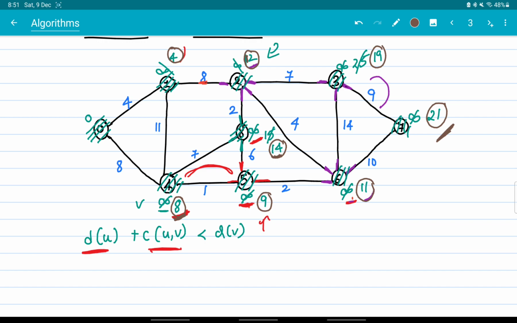So this is how you apply Dijkstra's algorithm for an undirected graph. So I hope you understood the concept of this video.